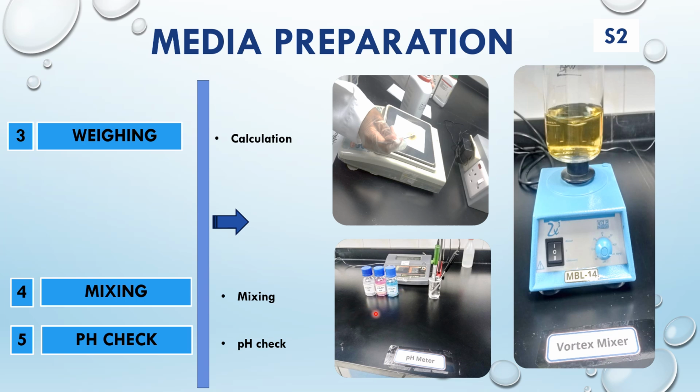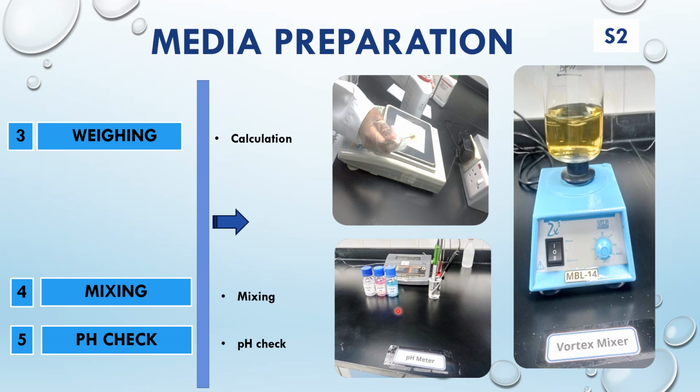pH check. Before using the pH meter, we also need to calibrate it, the same way as for the weighing balance. We first need to verify this, and for the pH meter, we need to calibrate according to the buffers we are using. After calibrating, we go for the pH of our media. If there is any fluctuation, we also need to add some sodium hydroxide solution or some HCl, hydrochloric acid.